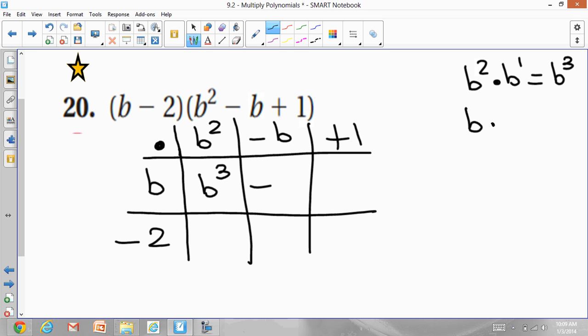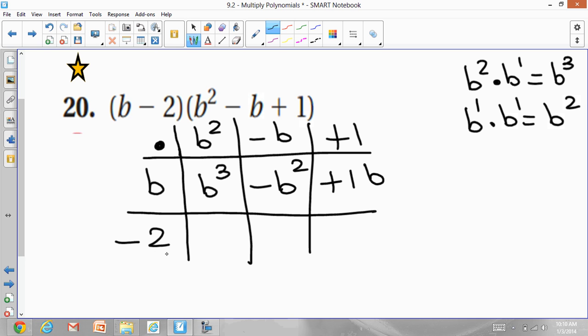And b times b is going to give you b to the power of 2. If you're confused, add a 1, add a 1. So you just add the exponents to get you a 2. So that becomes b squared. Positive 1 times b is going to give you just positive 1b.